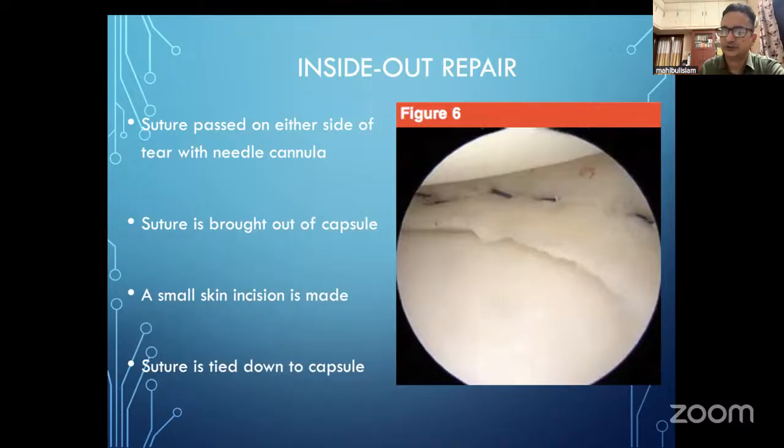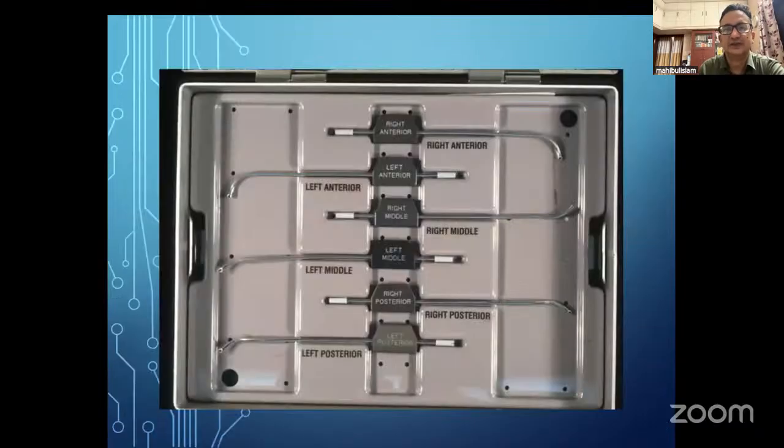In this procedure, sutures are passed from inside the joint to outside through small incisions, and then the suture is tied over the capsule. It provides excellent healing rate, especially for longitudinal peripheral tears, but requires careful handling to avoid neurovascular injuries. These are the different needles that are used for inside-out repair, and these are trays that are used.